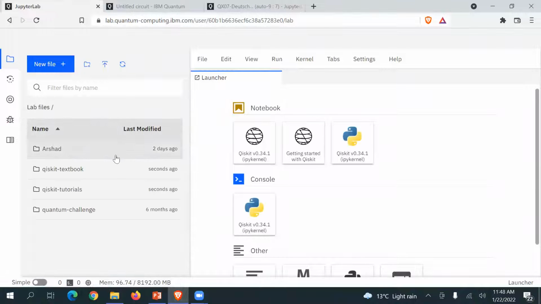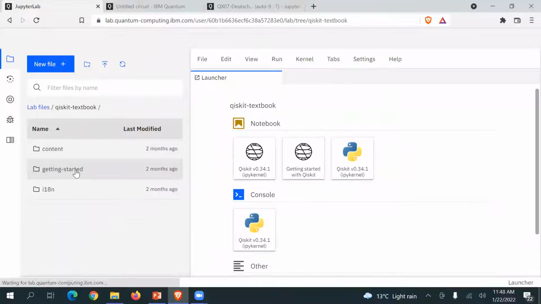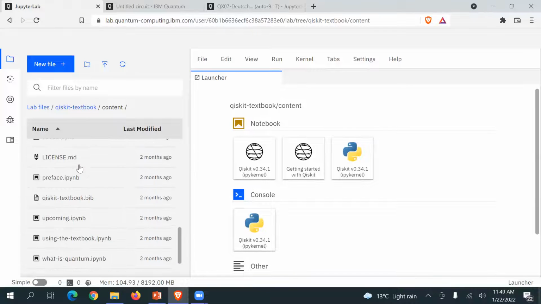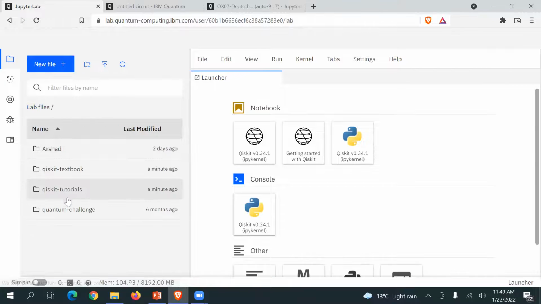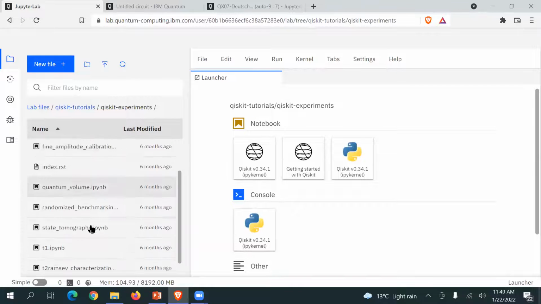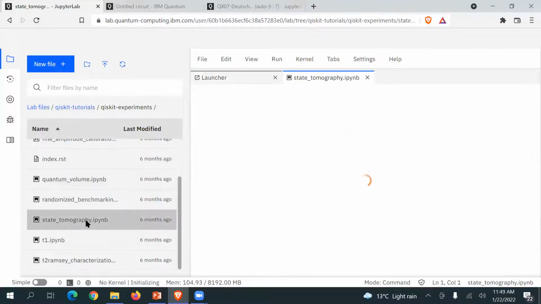So once you log in, you see the Qiskit book there. You can go and start exploring this book, the Qiskit book content and all these things. You can go and study this book. Also, there is a lot of material: Qiskit tutorials, Qiskit Nature, Qiskit Machine Learning, Qiskit Finance, Qiskit Experiments, and we also have all these example notebooks available here.